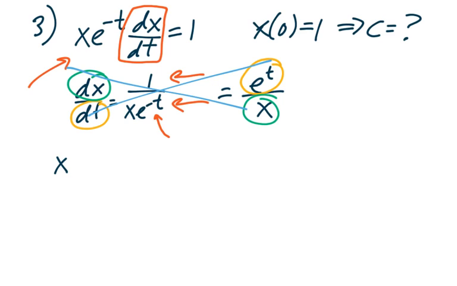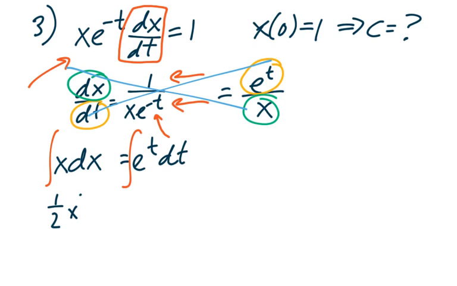I get x dx. Notice I'm putting the x on the left side because that's kind of like the y in this problem, because we're going to solve for x. X dx equals e to the t dt. All right, everything matches. Here we go, integral. This becomes 1/2 x squared equals, well, e to the t, that's nice. That's just e to the t, and there's my constant.